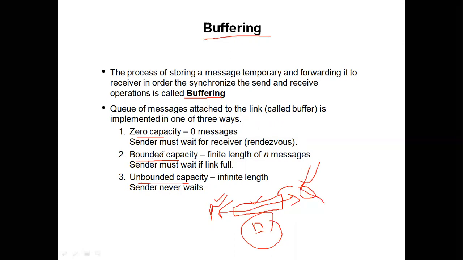And then the last one is unbounded capacity, in which the size of the buffer is infinite. That means any number of messages can be stored, and therefore in this case we do not need to synchronize the actions of P and Q, because P can send as many messages as it wants, and all of them will be stored in the buffer, and then Q can start receiving the messages from it. So this is all for today.